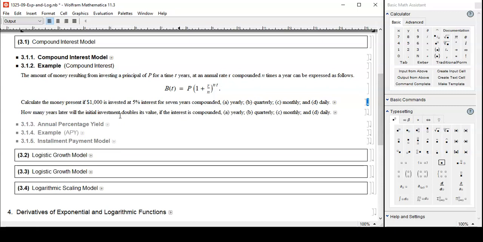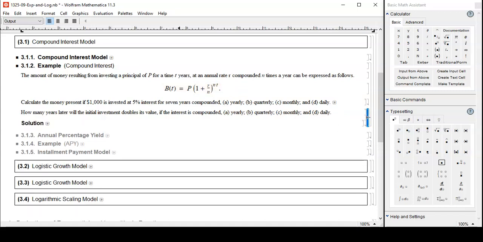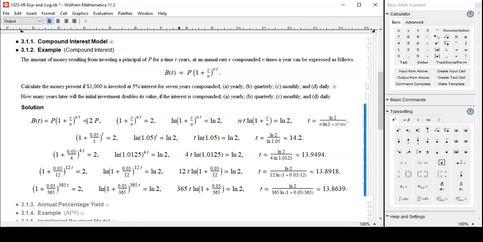How many years later will the initial investment double its value if the interest is compounded yearly, quarterly, monthly, daily? So you have to set this one equal to twice P, and then solve that equation. So that's equal to 2P, and then n is 1. So that's the equation. And n is 4, there goes the equation. n is 12, there goes the equation. n is 365, there goes the equation. And solving those using logarithm and some computation are as follows.